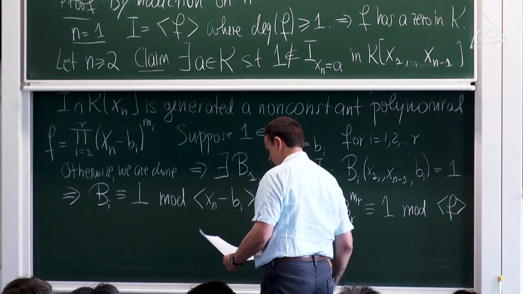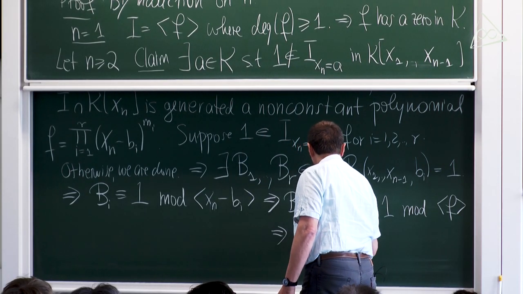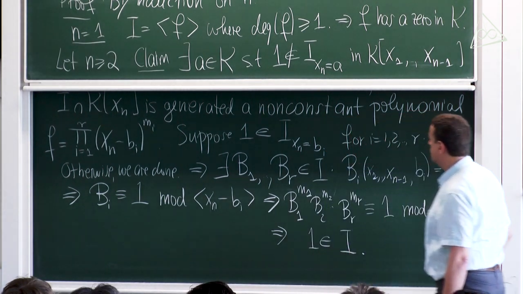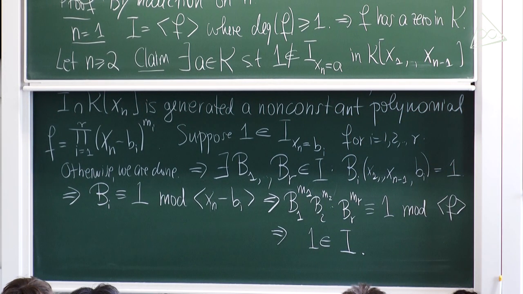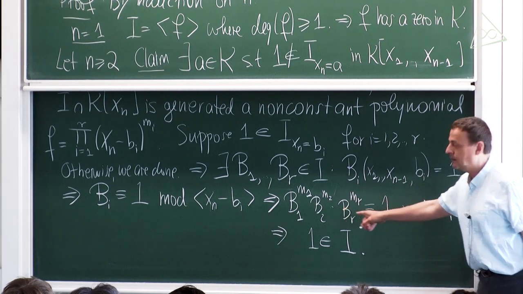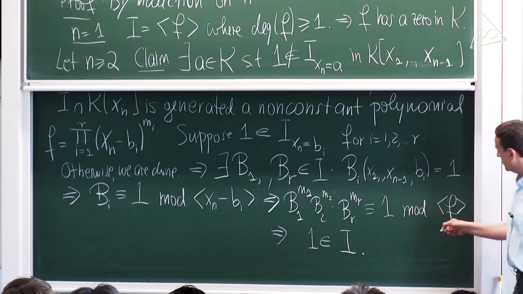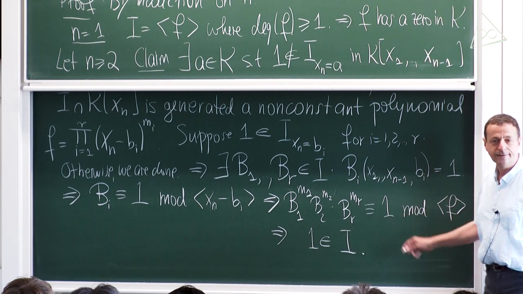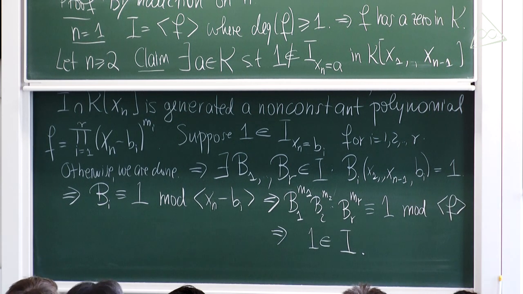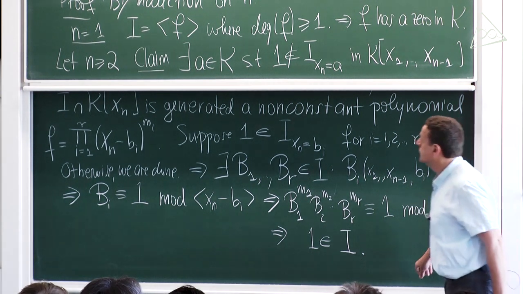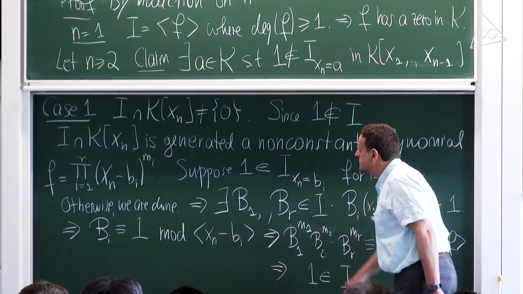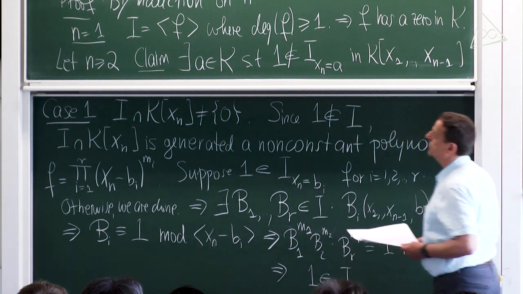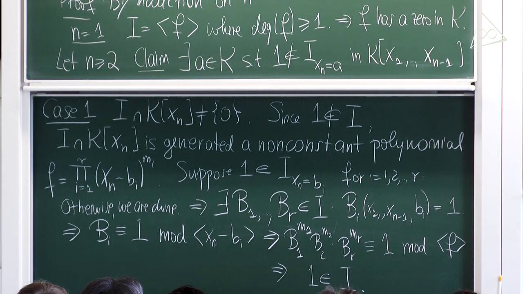So this, I claim, means hopefully that 1 is in the ideal, because F is in the ideal, right? The B's are in the ideal, so therefore this product is in the ideal, F is in the ideal, so I've shown that 1 is in the ideal, okay? So I've derived the claim under the hypothesis of case 1, that this principal elimination ideal is not the zero ideal.